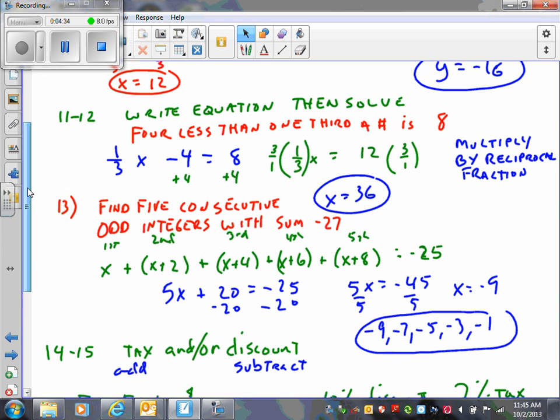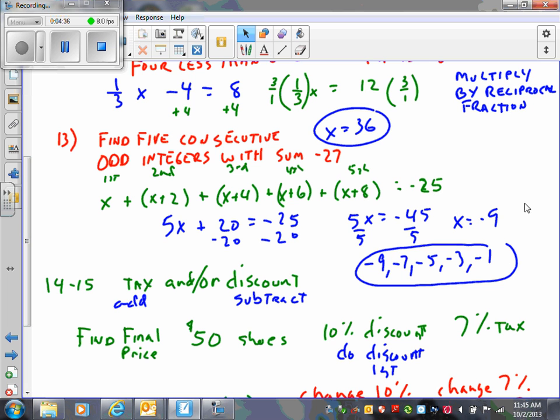Number 13, you're going to have to write the equation and then solve, but you're not going to get one answer. In this problem, you're going to get 5. If you had 4 consecutive, you'd get 4. If you had 3, you'd get 3. But it's multiple choice. You'll see the equation like this, and then you'll see these answers right after it.